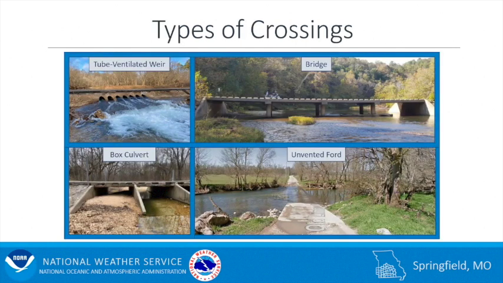So next I'll talk about the different types of crossings that we analyzed. So the top left are our two ventilated weirs. These actually during flash flooding events can become clogged, and so they actually become more sensitive. Our bridges are usually our least sensitive of the group because they're usually higher off the ground and more water can flow underneath. Then we have our box culverts and then our unvented fords, which are usually our most sensitive because they are built right on top of the bank and water flows over them pretty easily.